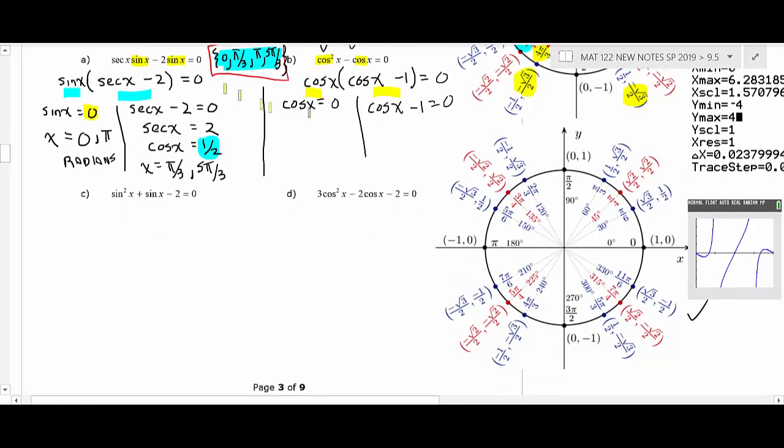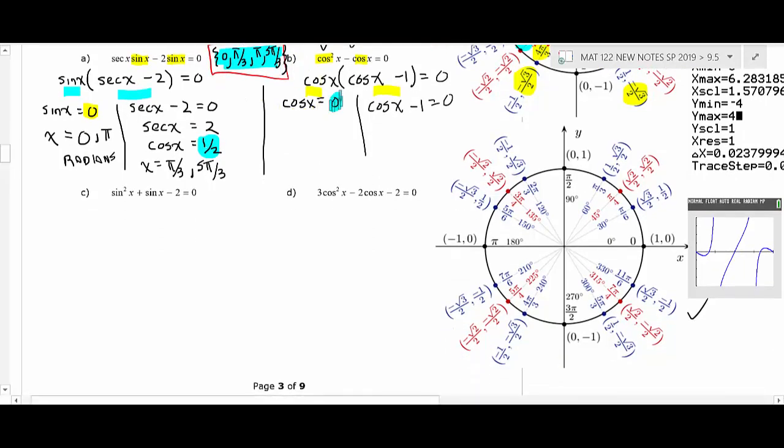So if we look at the unit circle, let's think about, okay, where is a cosine 0? A cosine is an x value, so the x value turns out to be 0 at pi over 2 and 3 pi over 2. So the angular answers in radians are going to be pi over 2 and 3 pi over 2.